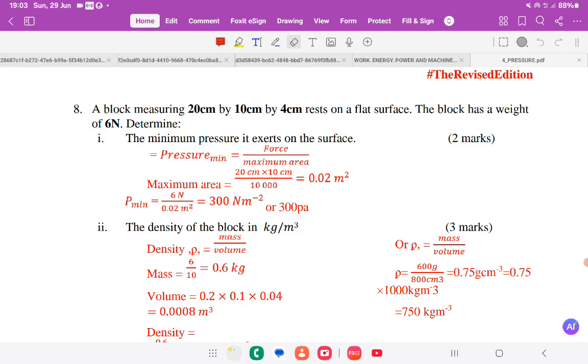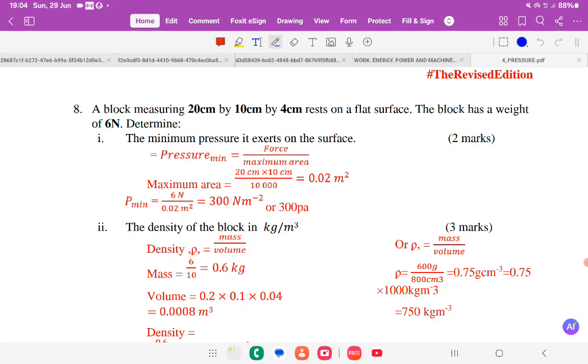We are told that a block measuring 20 centimeters by 10 centimeters by 4 centimeters rests on a flat surface. The block has a weight of 6 newtons. Determine the minimum pressure it exerts on the surface.